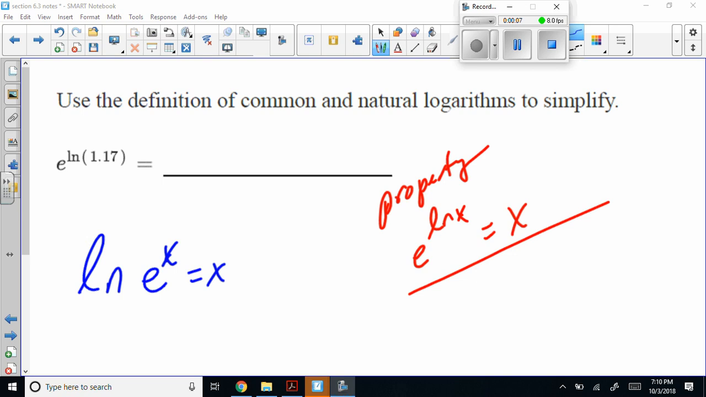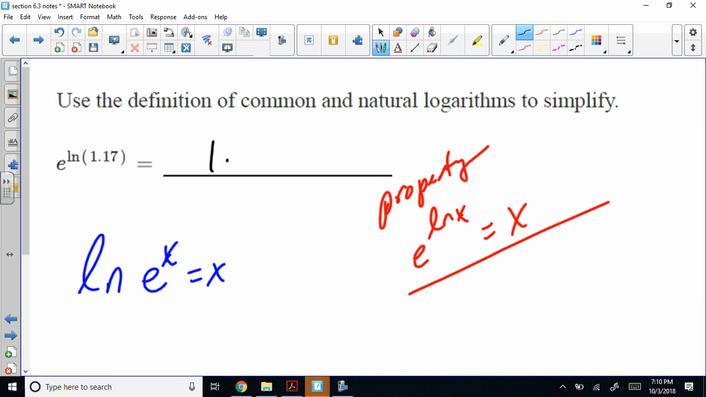So here we go. Use the definition of common and natural logs to simplify e raised to the ln of 1.17. It is just, and this is a property, guys, it is just 1.17. If you do this on your calculator, you can prove it out. You can take e raised to the ln of 1.17 and you get 1.17, right? So the red property, e raised to ln of x, is just x. And we also have the blue property as well.